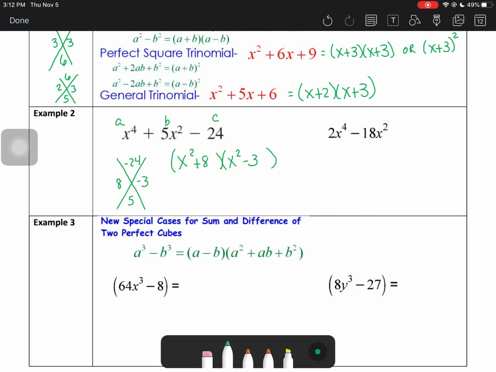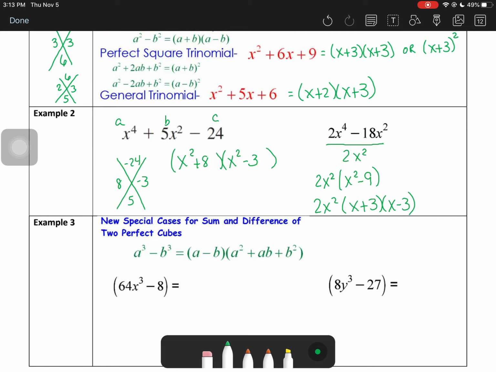Because the 8 and the 3 are not perfect squares, we don't have a special pattern, and so that would be our factoring. In the next example, we're going to divide by our greatest common factor, which would be 2x squared. When we divide by 2x squared, we get x squared minus 9. But we need to continue factoring because we have a special pattern. X squared minus 9 can be x plus 3 and x minus 3.